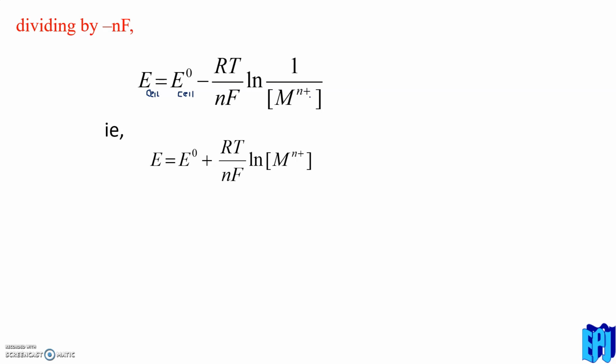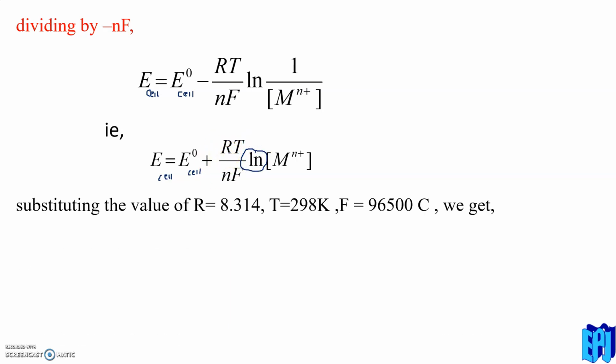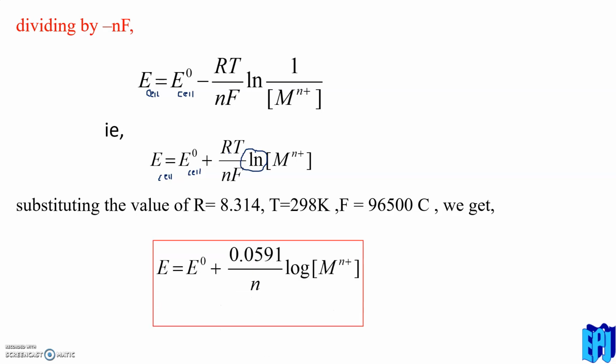That is, E cell is equal to E0 cell plus RT by NF ln concentration of Mn+. Here the term is ln, and we have to replace these values with their own values: R is equal to 8.314, T is equal to 298, F is equal to 96500. For converting ln to log, we multiply by a factor of 2.303. So 2.303 RT by F can be written as 0.0591 in standard conditions.